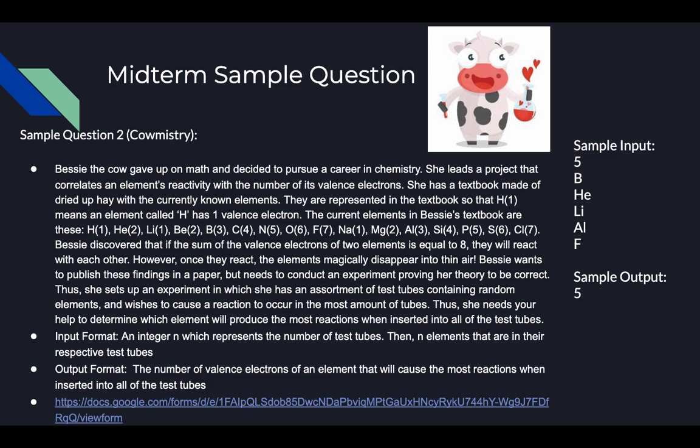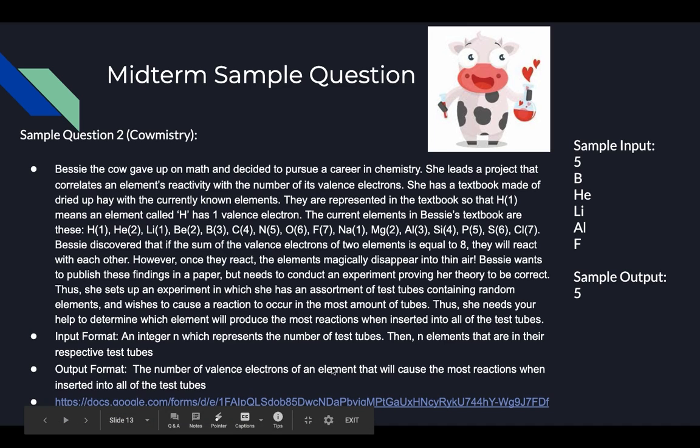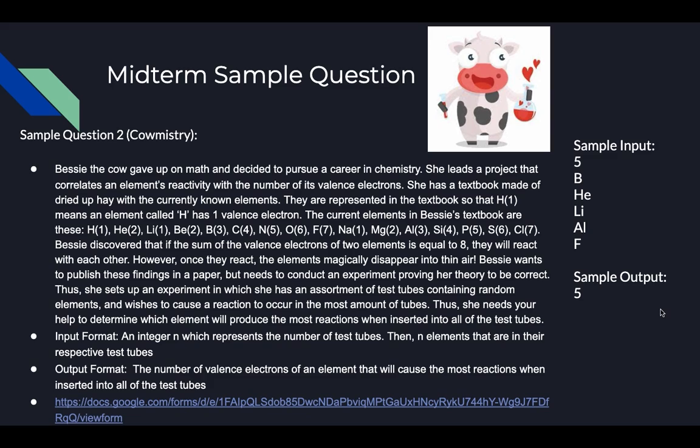Goal is to show the element that is most reactive. Yeah, so pretty much. You want to show the number of valence electrons of the element that is most reactive, right? So that's why we printed 5 instead of P or something.